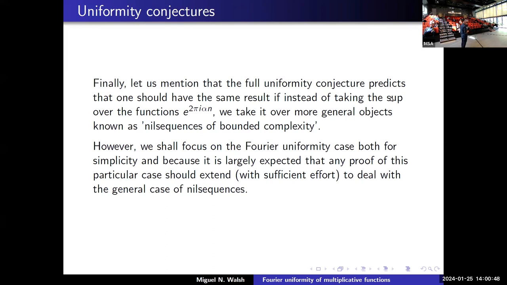But in this talk, I'll focus on the Fourier uniformity conjecture for simplicity, but also because it is largely expected that any proof of this particular case should extend to deal with the general case of nilsequences. When it was noted that nilsequences originally arrived, it was a lot of work trying to extend the result from exponentials to nilsequences. By now we have a good machinery to do that. It's not an easy thing to carry out, but we have the machinery to do it. So what we really don't know how to do is how to deal with small intervals. So if we're able to study exponential functions in small intervals in this setting, then we believe that we have the technology to extend the result to nilsequences, and that's a reason to focus on the Fourier story more.